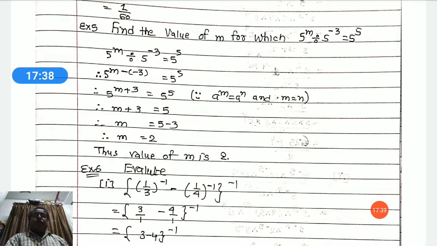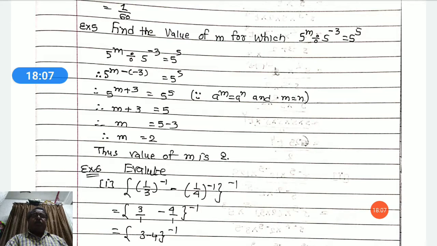So 5 raised to m plus 3 is equal to 5 raised to m, because a raised to m is equal to a raised to n means m equals n. So m plus 3 is equal to 5. So small m is equal to 5 minus 3. So m is equal to 2. Thus the value of small m is 2.